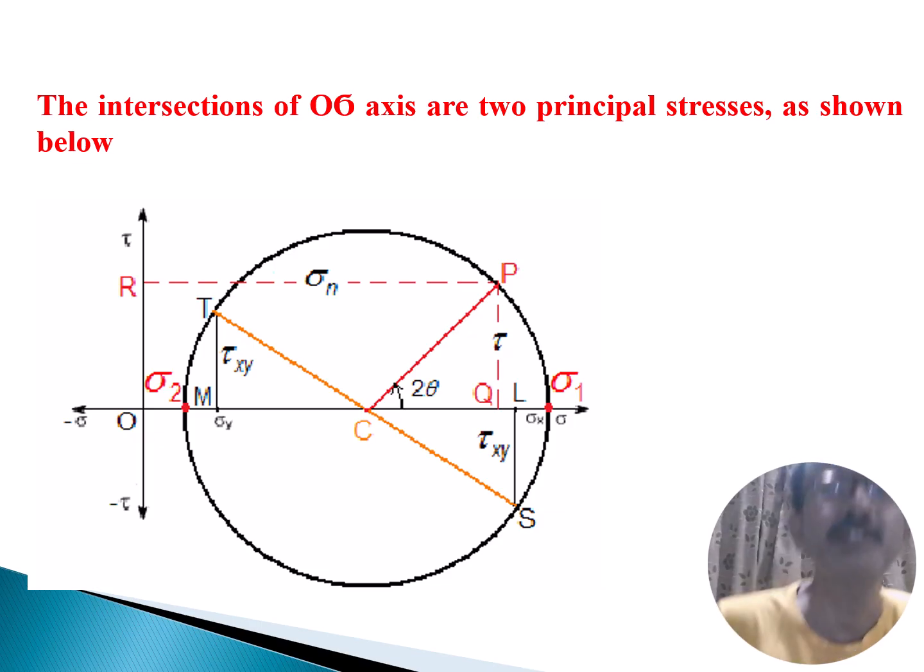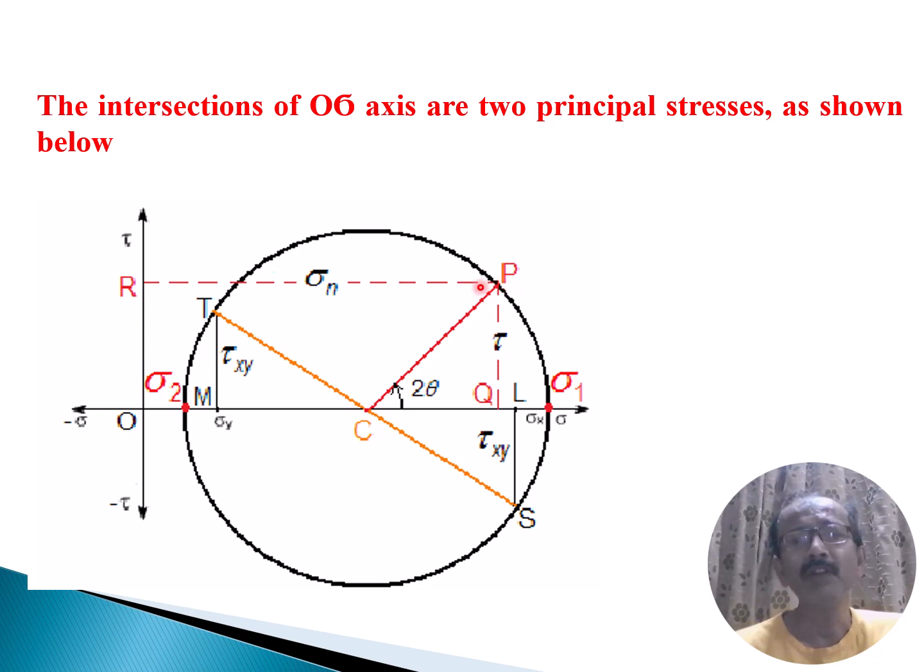Now finally we plot this. This is CP, this is the value of tau and this is the value of sigma n. PR is sigma n and PQ is the value of tau, and this circle touches the sigma axis at two points. One is sigma 1 and the other is sigma 2, the two principal stresses. One is the maximum and the other is the minimum. So this is the entire Mohr circle, and point P represents the state of stress on the Mohr circle.